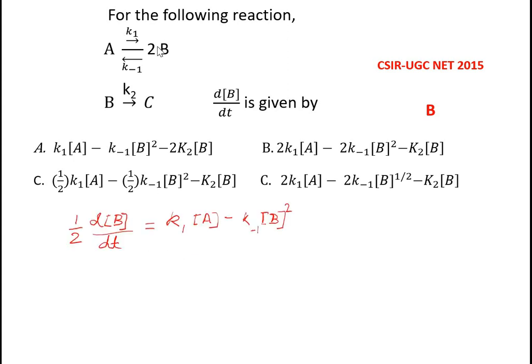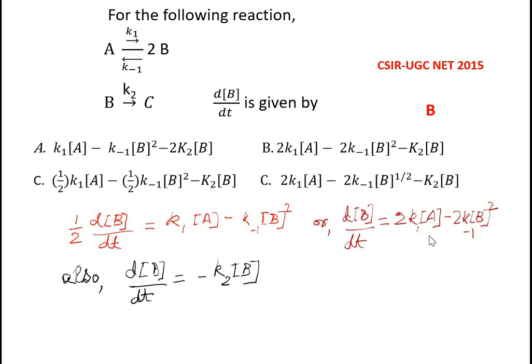Now dB/dt. From the first equation, half into dB/dt is of course k1 into A minus k inverse B squared, because B is a product here and it goes to A, and the square is there because of the 2. So this is half dB/dt. So dB/dt is going to be 2k1A minus 2k inverse B squared. But this is only for the first one.